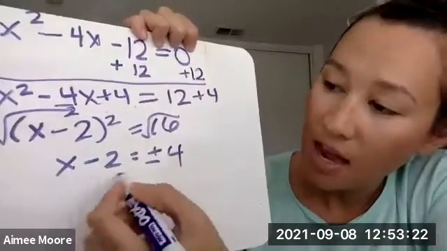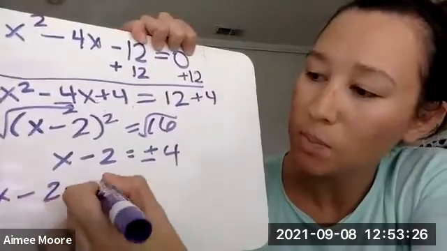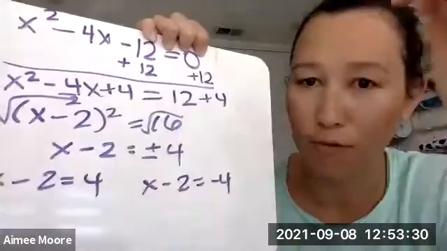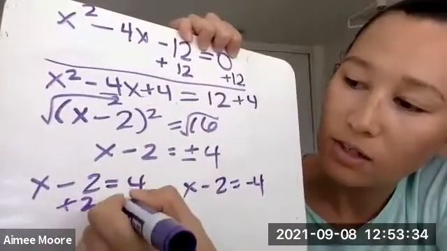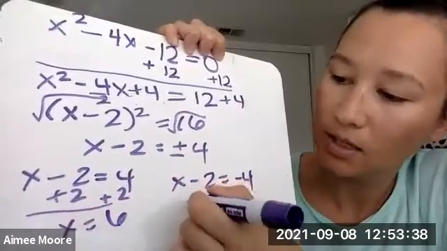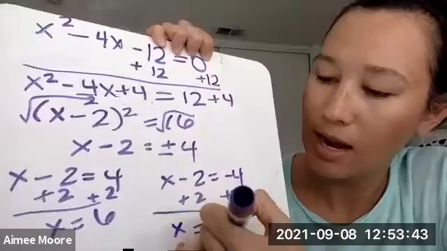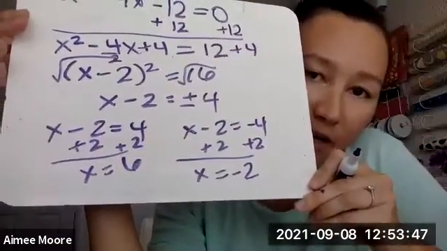Okay, so then now we set up our two equations. We have x minus 2 equals +4 and x minus 2 equals -4. We solve for x by adding 2 to both sides. And so x equals 6, and adding 2 to both sides, x equals -2. Yep, very good.